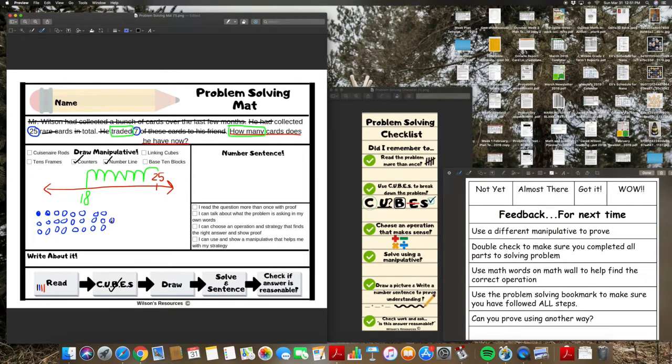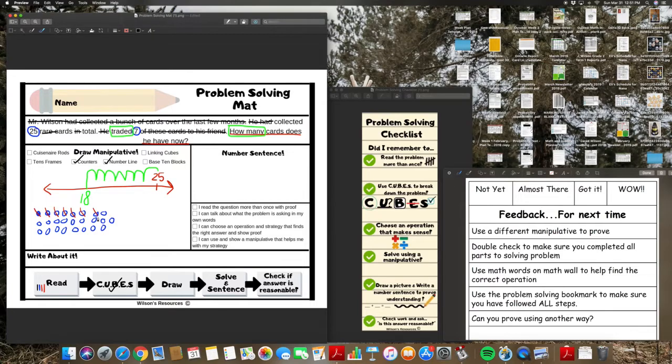So now we need to figure out, how can I show I've got 25 counters? How can I show 7 being traded away? So a good way of doing this is we can X them out. So let's go 1, 2, 3, 4, 5, 6, 7. So those are the 7 cards that were traded.